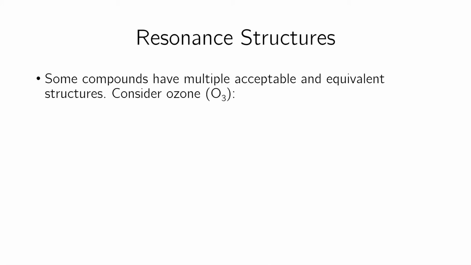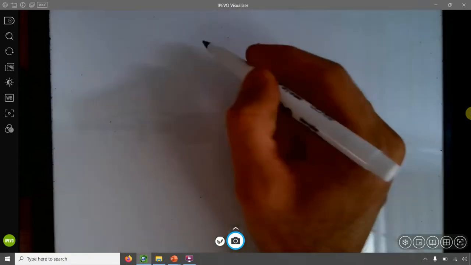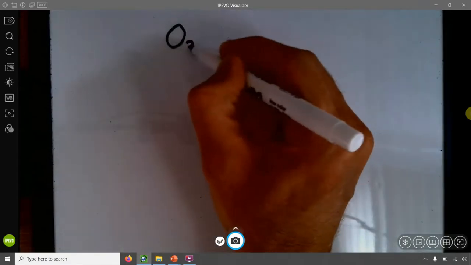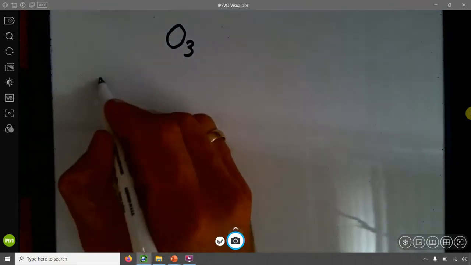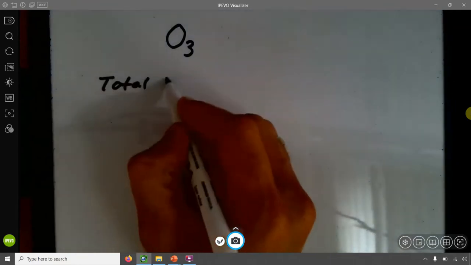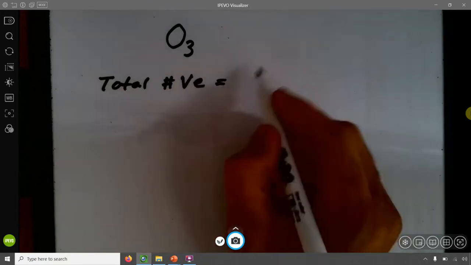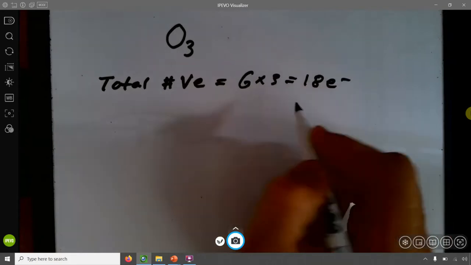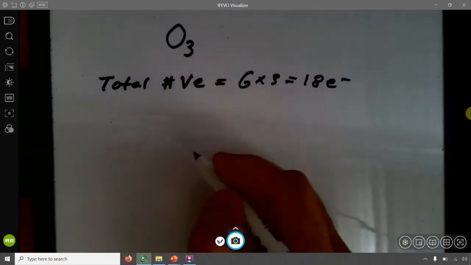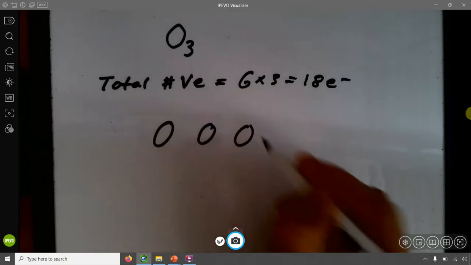Let's do ozone by hand. So I have O3. Step one would be to get the total number of valence electrons. Well, I have 6 for each oxygen, so I have 18 electrons. Cool. Now, I need to identify my central atom. Well, no duh, it's going to be oxygen.